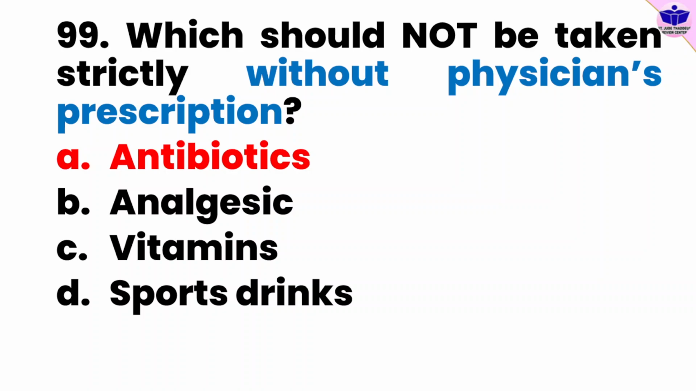You need to continue, because what if not all the bacteria in your body have died, and you stopped on the 3rd day, and then resumed on the 5th day, chances are it will mutate. That's why antibiotics are now prescribed by a doctor. You cannot buy them over the counter. Analgesics, the pain relievers like Biogesic and Alaxan, you can take without a physician's prescription because they are over the counter. Like vitamins and sports drinks.